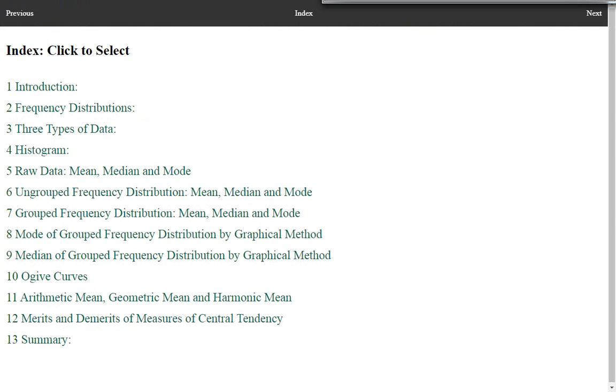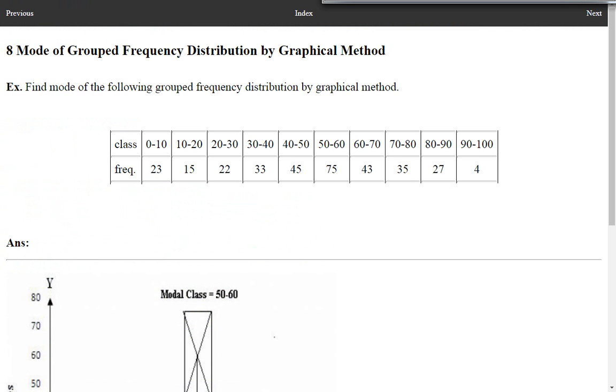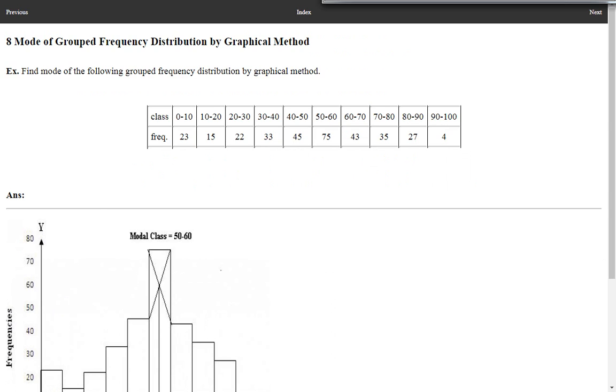So, mode of group frequency distribution by graphical method. The first step to find mode by graphical method is to draw a histogram. We have seen how to draw a histogram. A histogram is drawn by drawing bars or rectangles. So the first step is to draw the histogram.